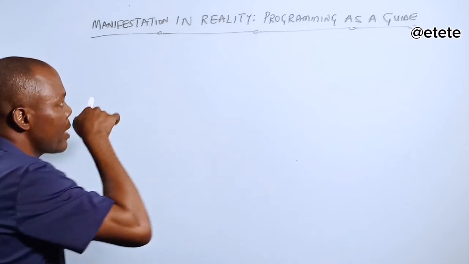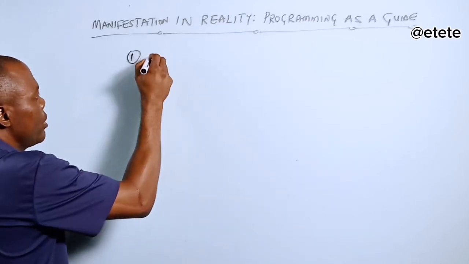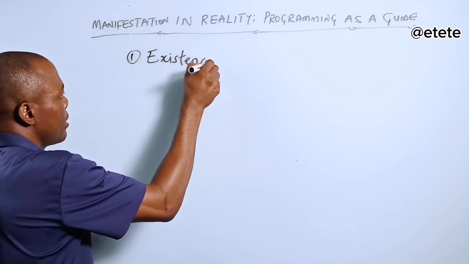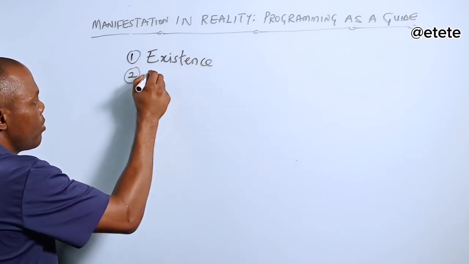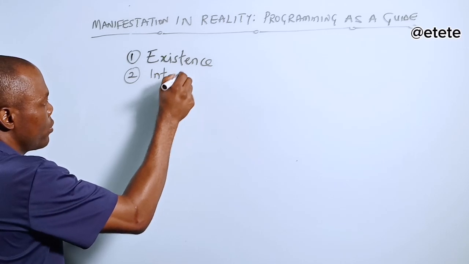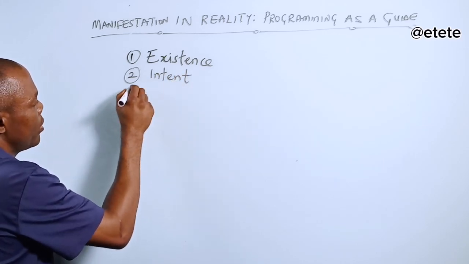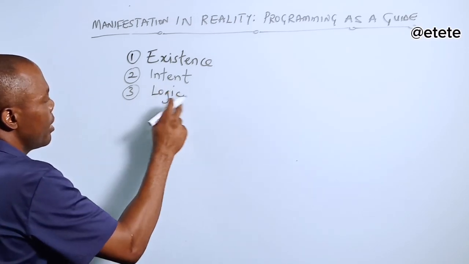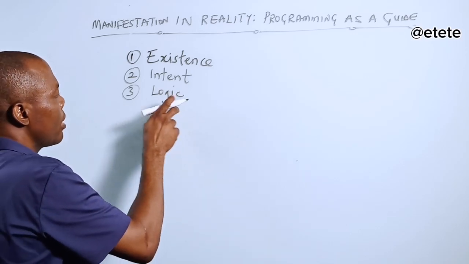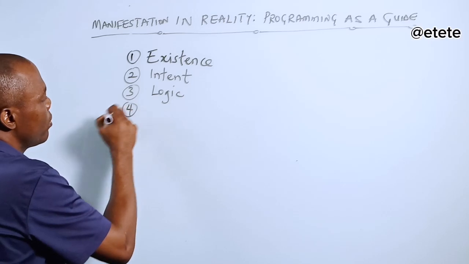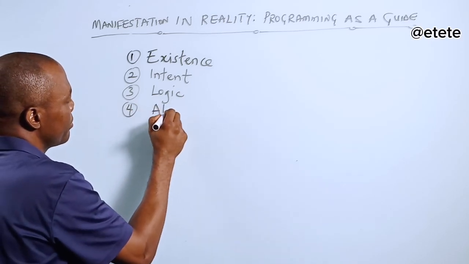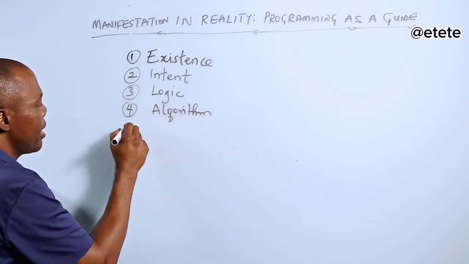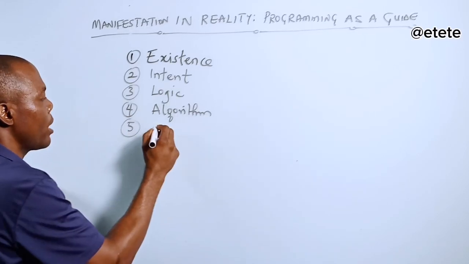So the first thing that I do, which is the first step, is what? Existence. Now the second one is intent, which is what? Like purpose. Right? Then the third one is logic. The fourth one is algorithm. Now the fifth is source code.